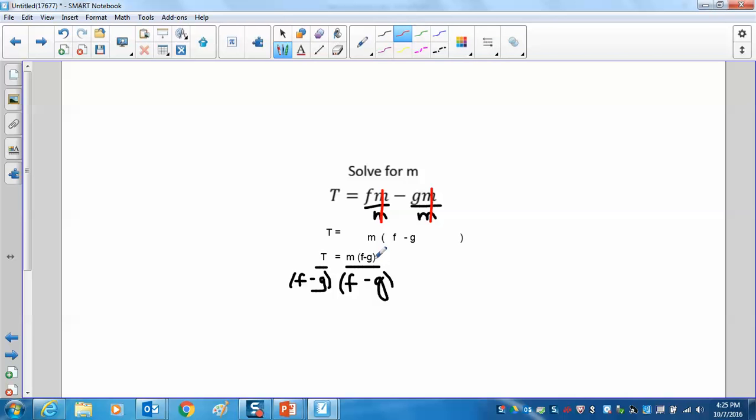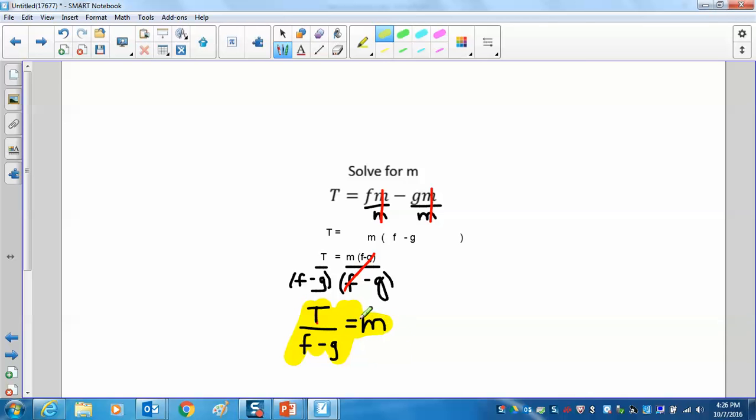So when we do that on the right, the f minus g cancels out, and we're left with m. So we have, let me write this. On the left side of our equation, we have t over the quantity f minus g. That's what's on the left side of our equation. On the right side, m is now by itself, like we wanted. So this is our final answer. This whole equation is our final answer. T over the quantity f minus g equals m.